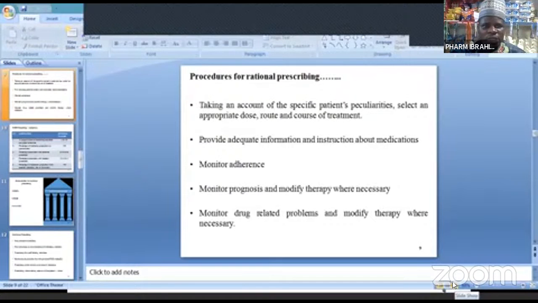In conclusion, medicines have equal potentials to improve quality of life or lead to harmful consequences. Ensuring rational medicine use is a key in healthcare service delivery. Rational medicine use is a complex process that requires a multidimensional and interdisciplinary approach through deliberate and repeated efforts. However, pharmacist input is very significant in achieving rational medicine use. These are my references. Thank you for listening.